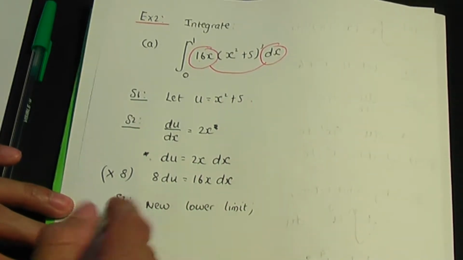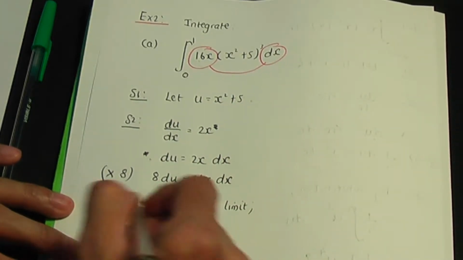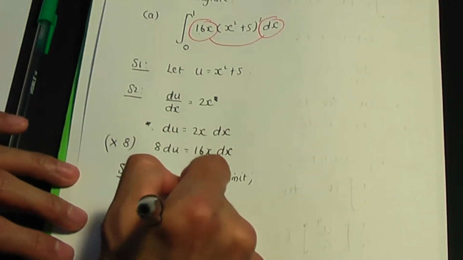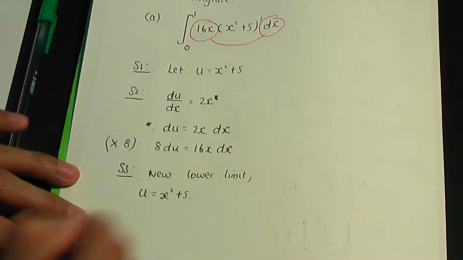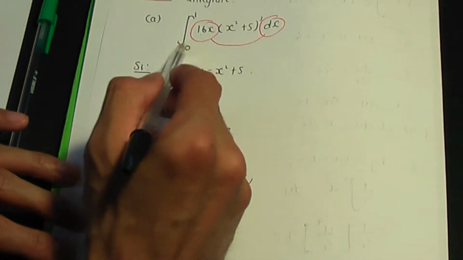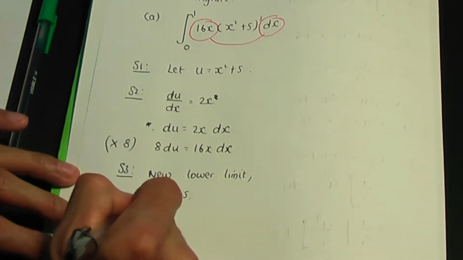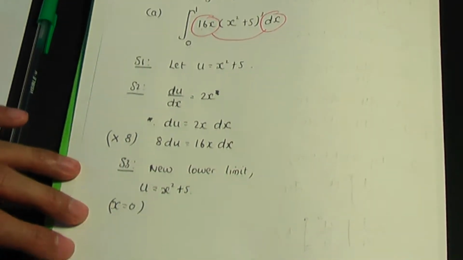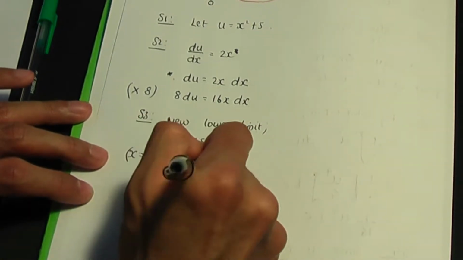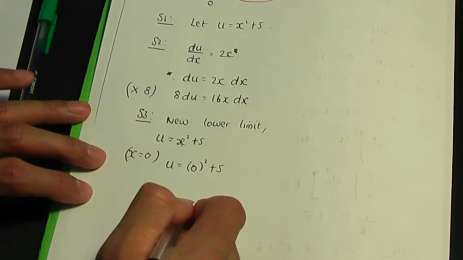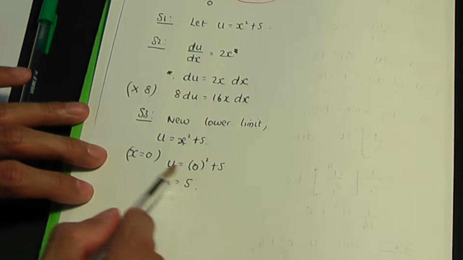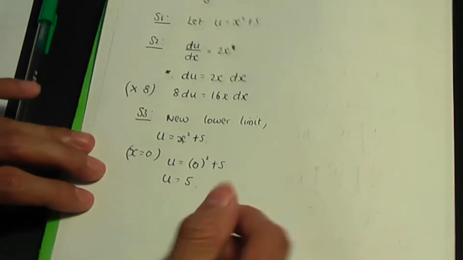For the new lower limit, let me show you how this is done. What you need to do is simply take your substitution, u is x squared plus 5, and to work out the new lower limit, take the old lower limit, x equals 0, and put that into your substitution. So u will be 0 squared plus 5, and 0 squared plus 5 is 5. So that is your new lower limit, okay?